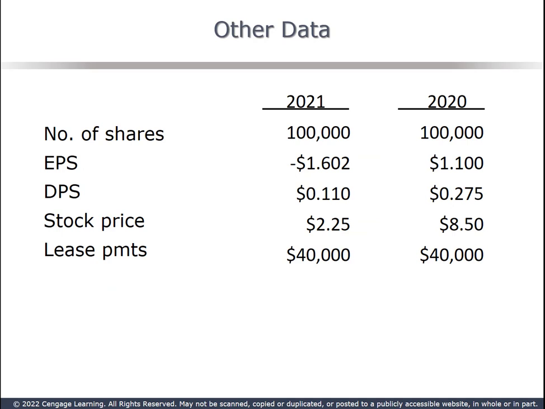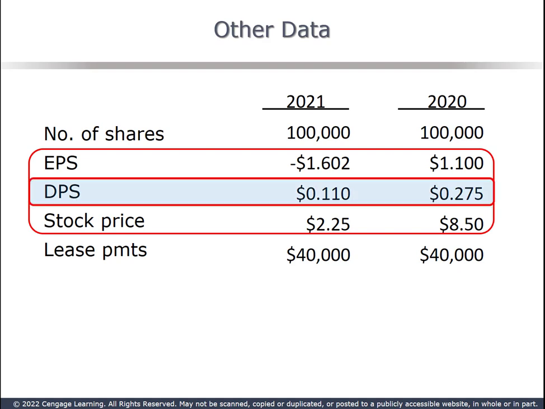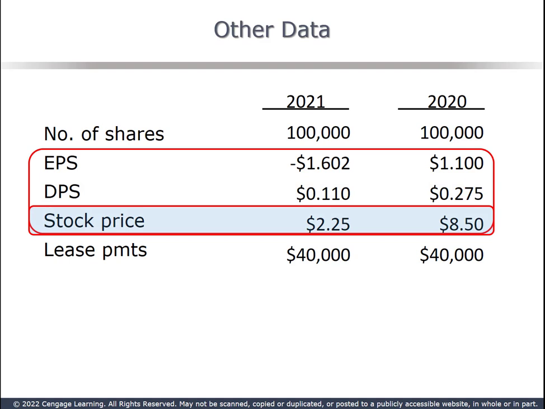These results from 2020 and 2021 make it clear why shareholders are not happy either. Earnings per share declined by 282%. Dividends were cut more than in half, a bad signal to the market. Most disturbing, the stock price dropped from $8.50 a share to $2.25, a 73.5% decrease.